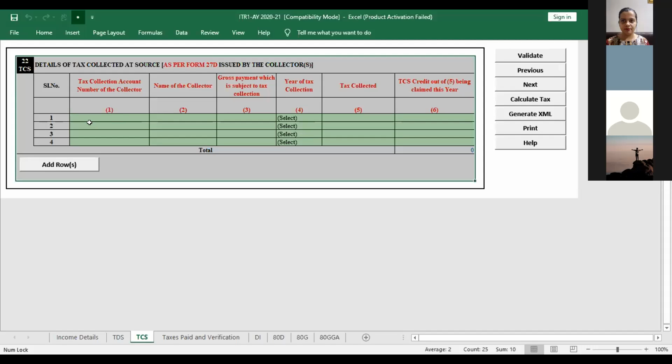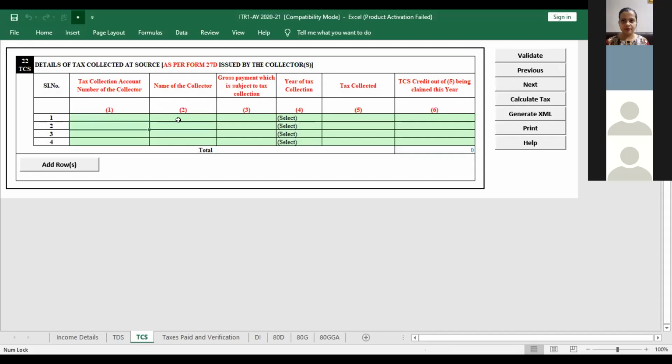For the TCS certificate, you will get tax collected at source when there is a sale and tax has been collected at the time. So you will give information about the amount, your collection, your gross payment, the year of collection, the tax amount collected, and the amount of credit claimed, how much has been over here.